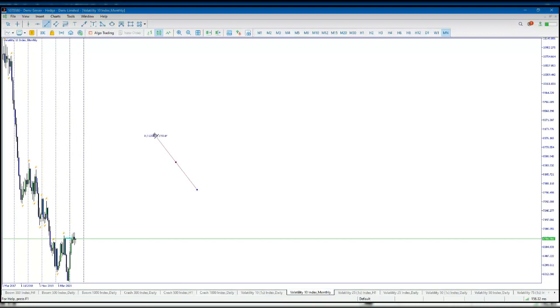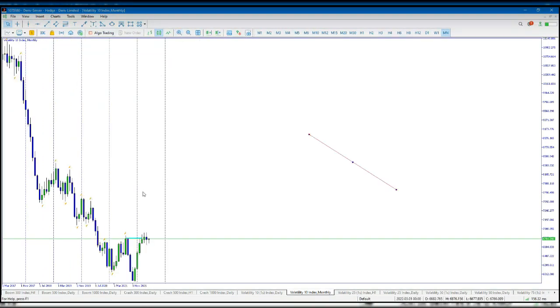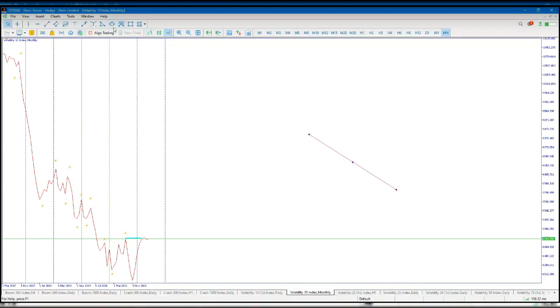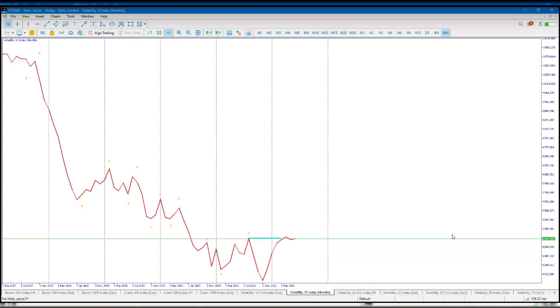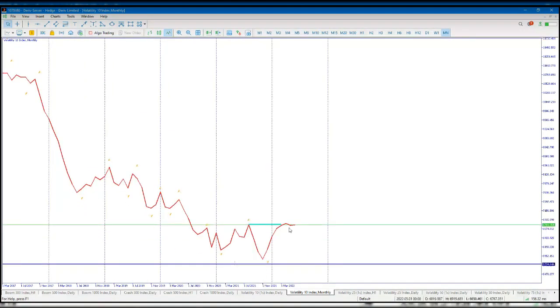There's a break of structure on the monthly time frame. That's a very, very powerful time frame. How do I know that there's a break of structure on the monthly time frame? Let me switch to my live chart for you to see, and then zoom out. You can see this, guys.